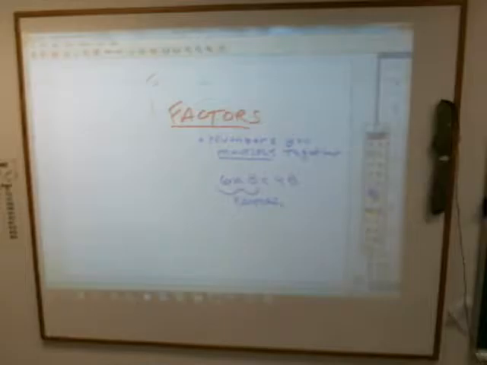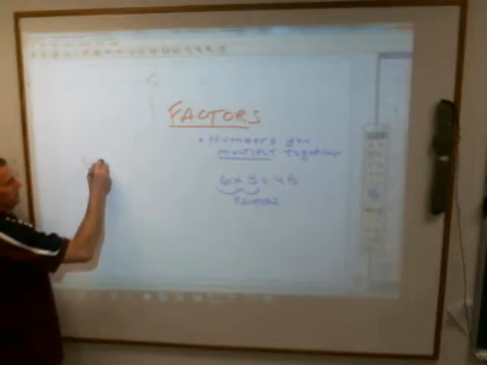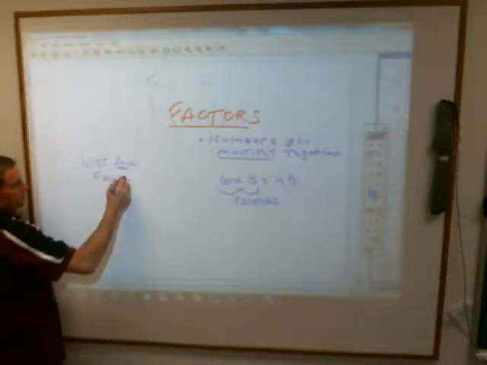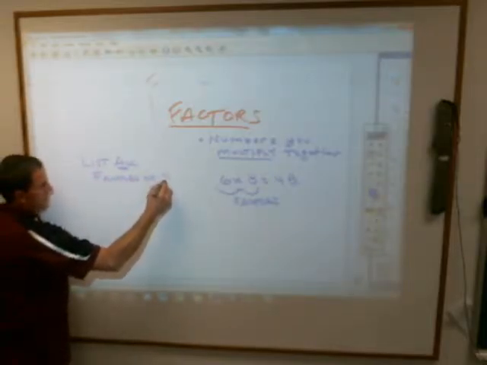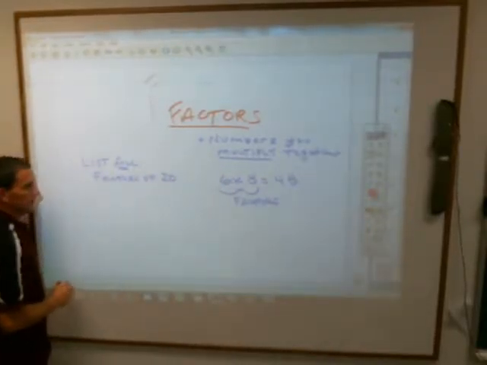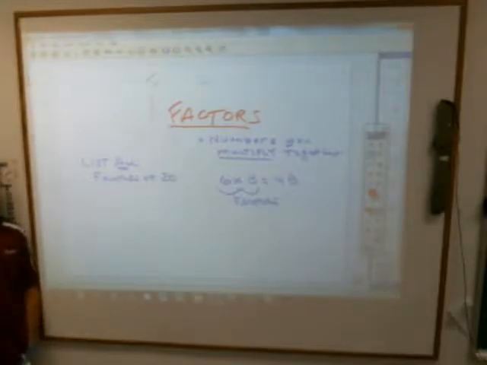Okay. What the book is going to ask you to do is to list all, and there's the key word, factors of 20 or some number there. I'll let you write that down. List all factors of 20, and I have some helpful hints for you. What they're asking you is what two numbers can you multiply to get 20? And you have to list all the possible combinations of those.